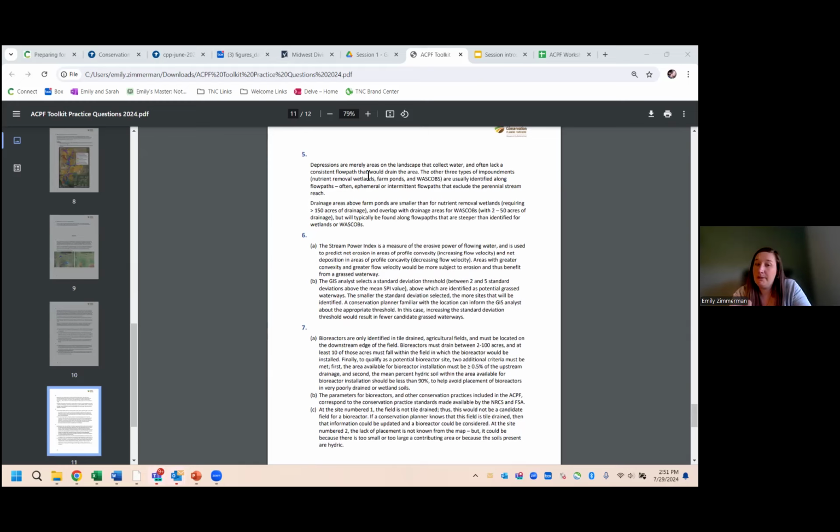And then the other key piece is that the drainage areas above farm ponds versus nutrient removal wetlands or wascobs are going to be different, and there are going to be different practice placements based on those drainage areas. So wetlands are for greater than 150 acres of drainage, and wascobs just 2 to 50 acres. So those wascobs tend to be quite a bit smaller. So just really thinking about the situation that results in each one of those practices.